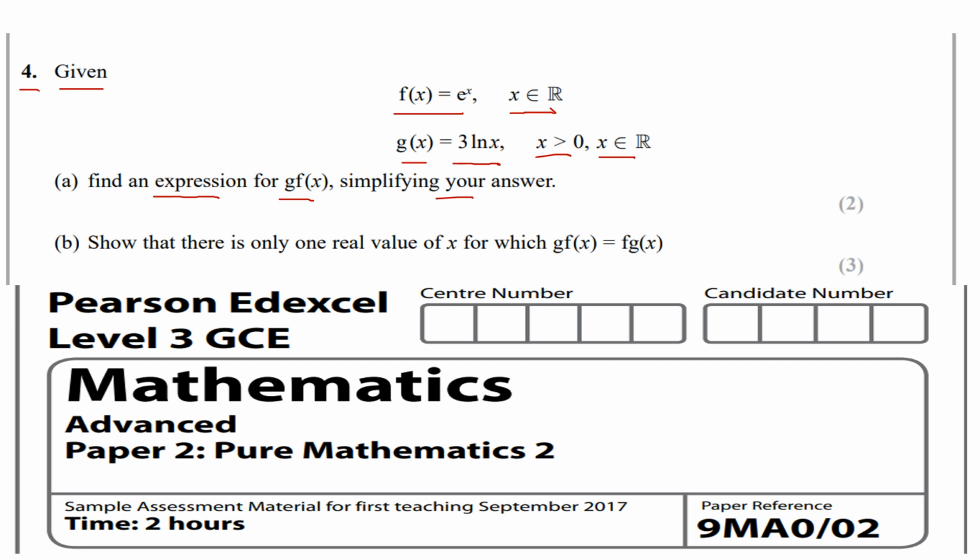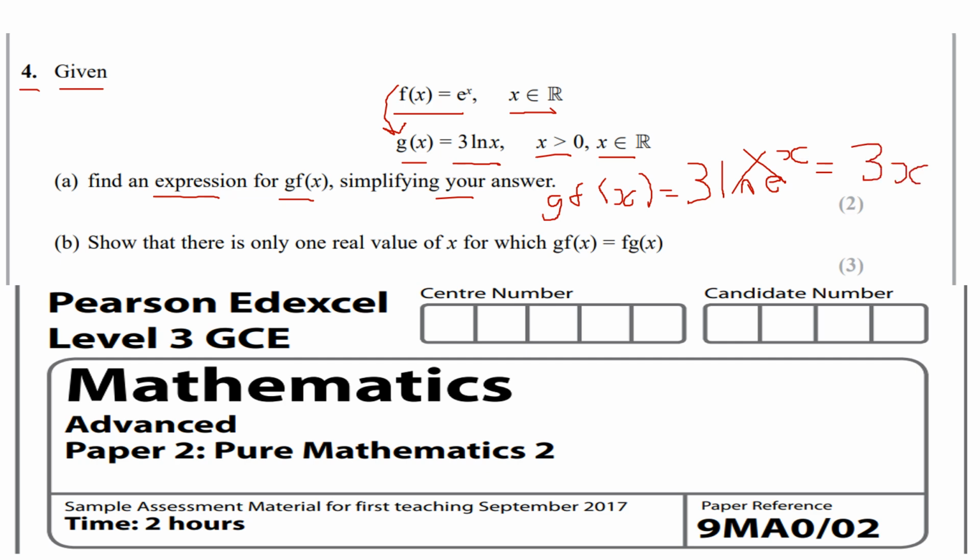So gf of x means I take f of x and I plug it into g. So we plug in e to the x into g of x, so we have 3 log e to the x. Now, natural log and e are actually inverse functions of one another, okay? So ln e to the x just cancels to just x. So this just simplifies to 3x.